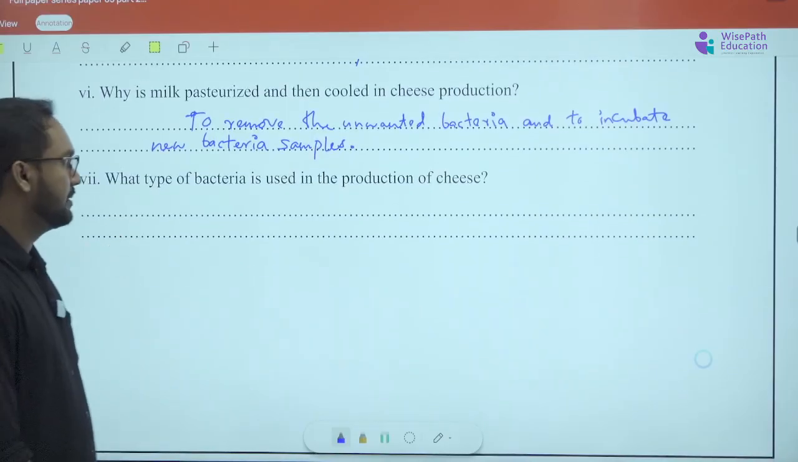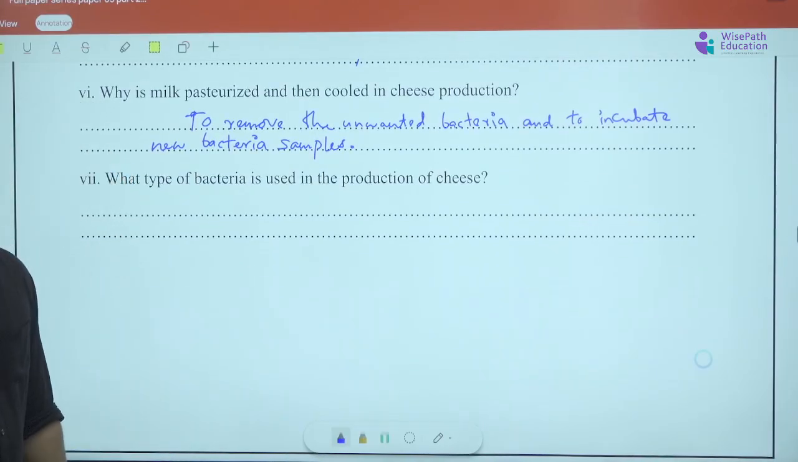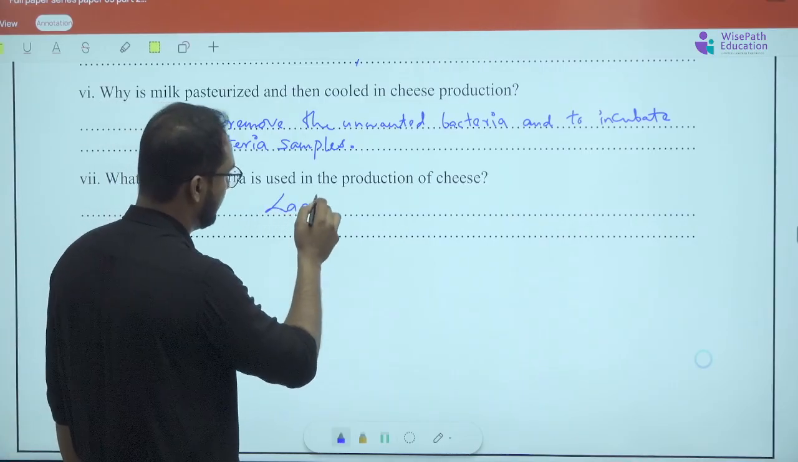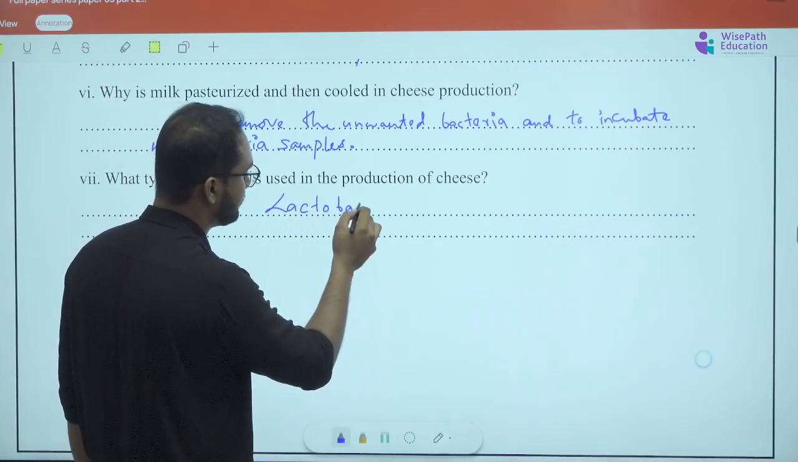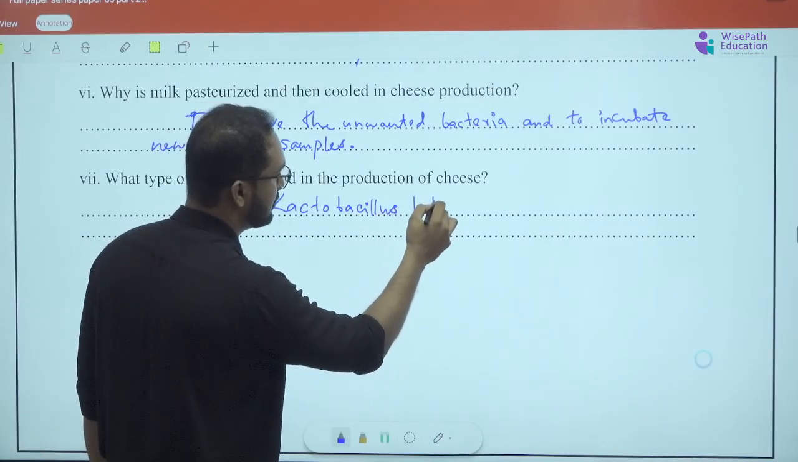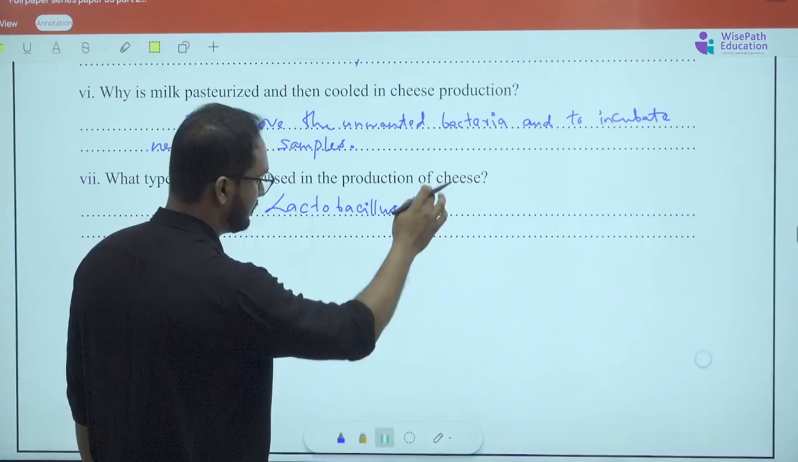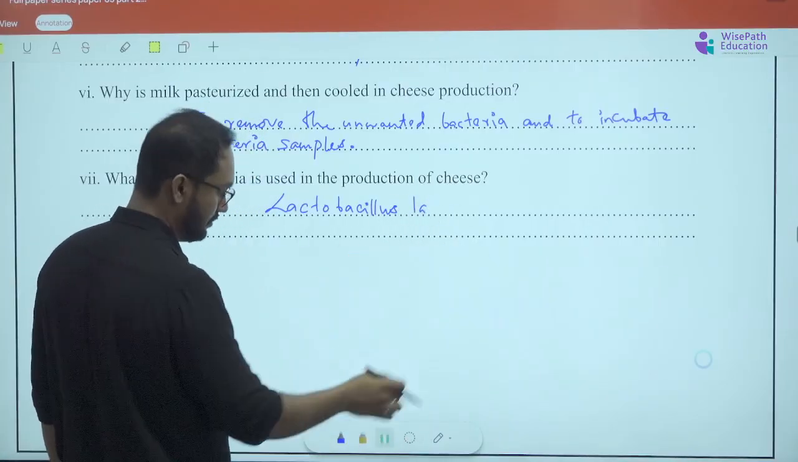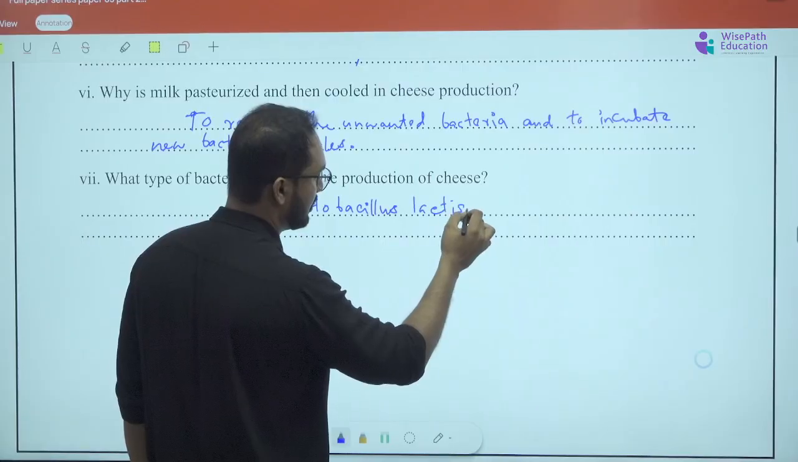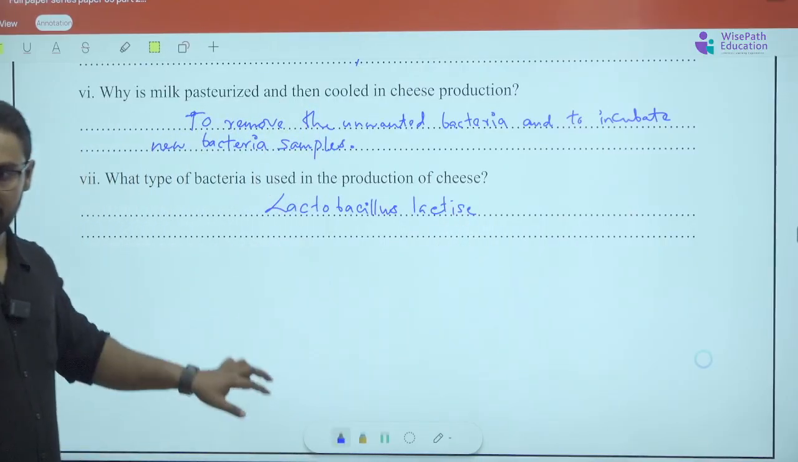What type of bacteria is used in the production of cheese? It's called Lactobacillus lactis. Lactobacillus lactis. Can you remember Lactobacillus lactis?